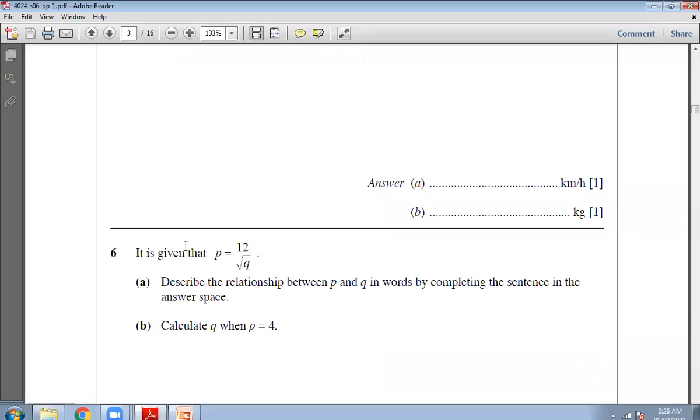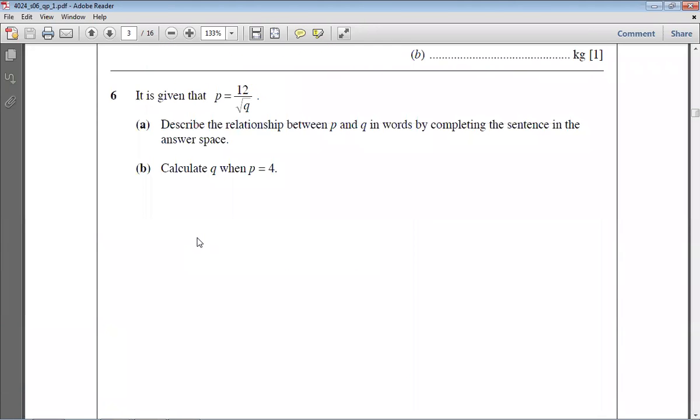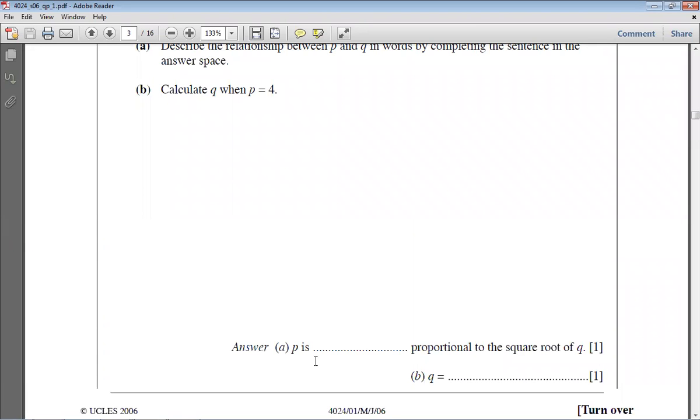Okay, so let's go to the next question. The next question is question number 6. He says it is given that P is equal to 12 by under root Q. Describe the relationship between P and Q in words by completing the sentence in the answer space. Okay, so there we have that sentence. P is dash proportional to the square root of Q.